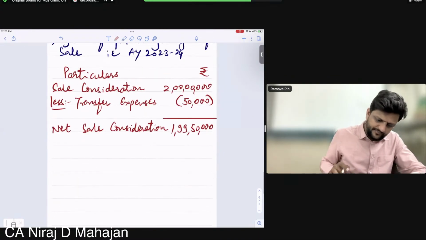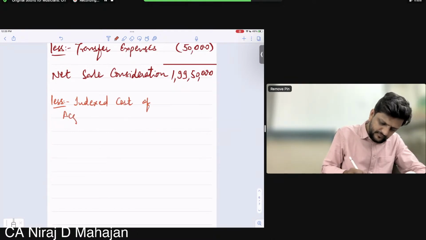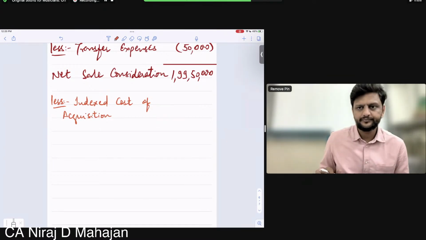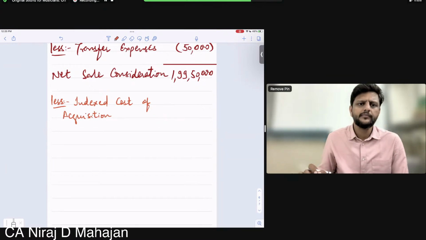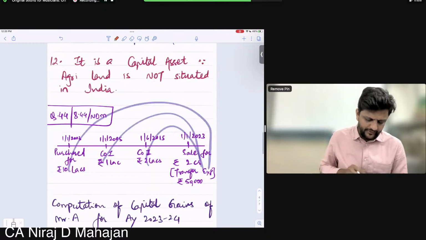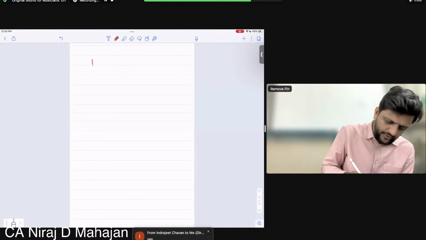So write down less. What will I write down? First, less indexed cost of acquisition. Okay? Indexed cost of acquisition. Write it here, everybody. Now what is my original cost of acquisition? Tell me. 10 lakhs. Yes or no? My original cost of acquisition is 10 lakhs. Don't write down now what I'm going to write down. How many 10 lakhs now?